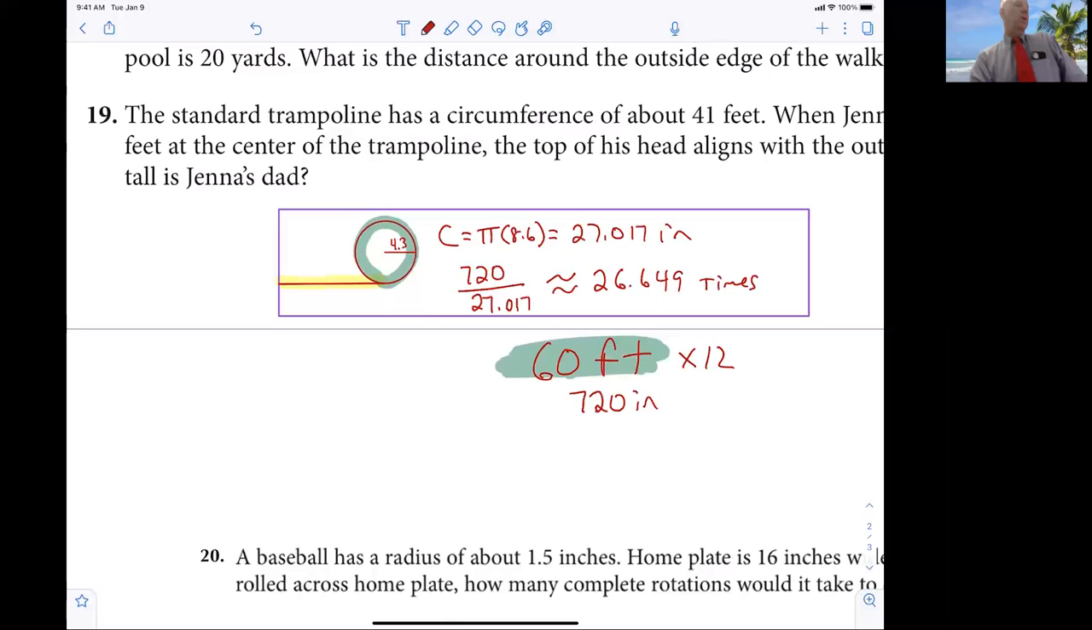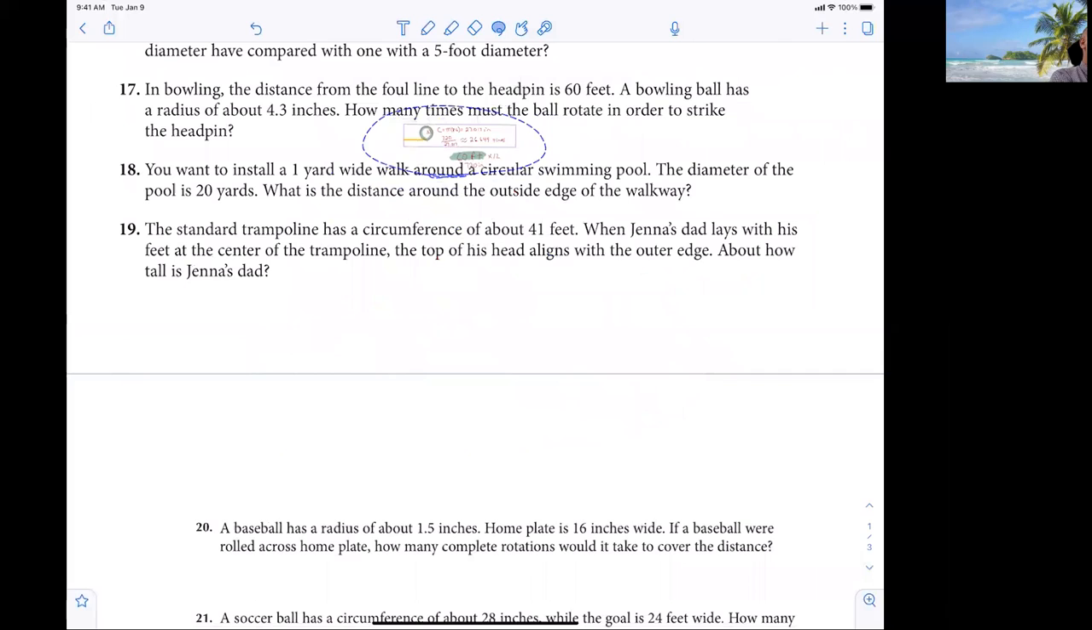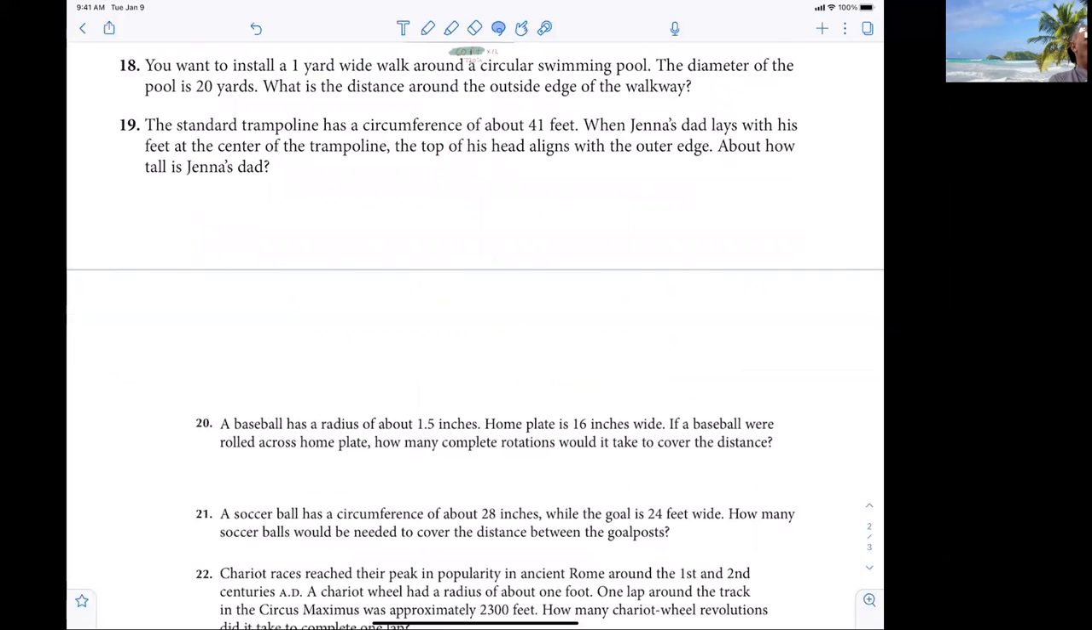All right? So now what I'm going to do is shrink this down and put it in that area for question number 17. All right? Now 19, Jackson. 19? That's after 17. Odd, yes.